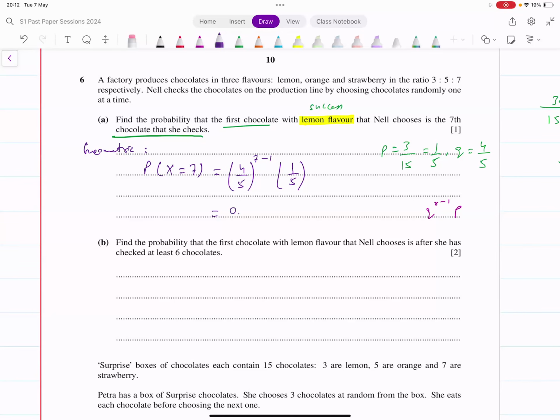Okay, 0.0524. That is what we get. Okay, that's the first part.